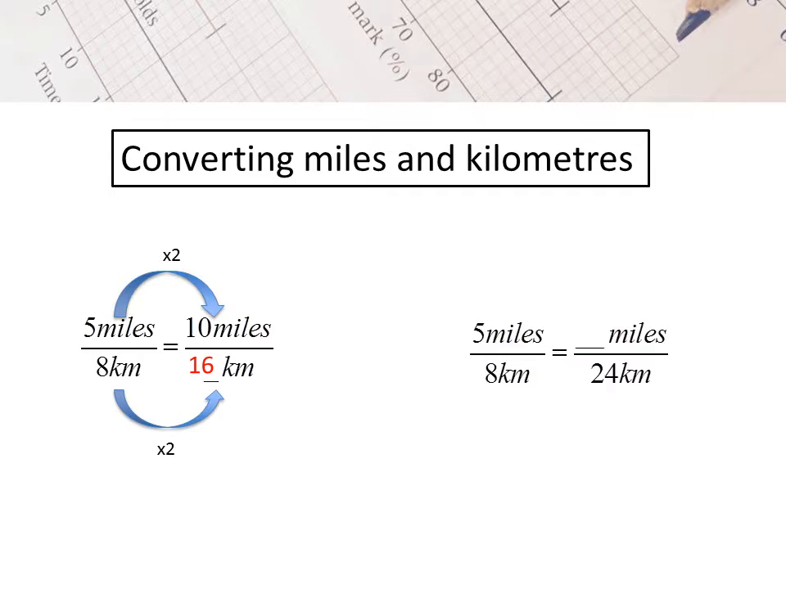Now, another question could be very similar. 5 miles are 8 kilometers, and you're going to be asked to convert 24 kilometers into miles. As you can see here, I wrote the kilometers on the bottom because in the first fraction, my kilometers are written on the bottom. So I have to see how I get from 8 kilometers to 24 kilometers. The number that was multiplied there is 3, so I have to take the 3 and multiply it also by 5 on the top. 5 times 3 is 15, which means that 15 miles are 24 kilometers.